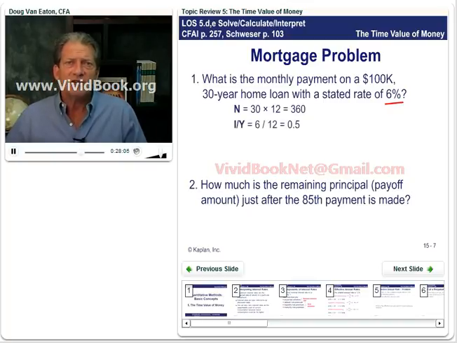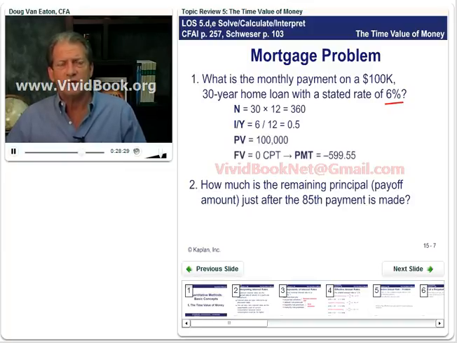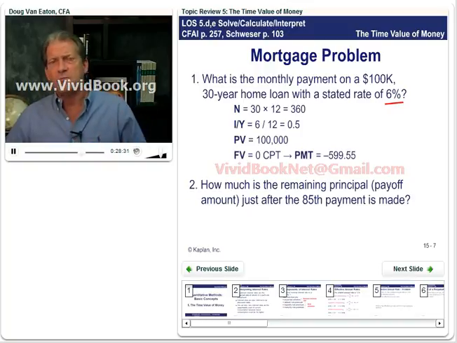Now we can take 6 and divide it by 12, so for I/Y on your BA II Plus calculator, you would put in 0.5 as the monthly interest rate. So we've got 360 monthly payments. We've got a monthly interest rate of 0.5%. The present value is $100,000. The future value is 0. We're going to pay it all off by the time we make the last payment.